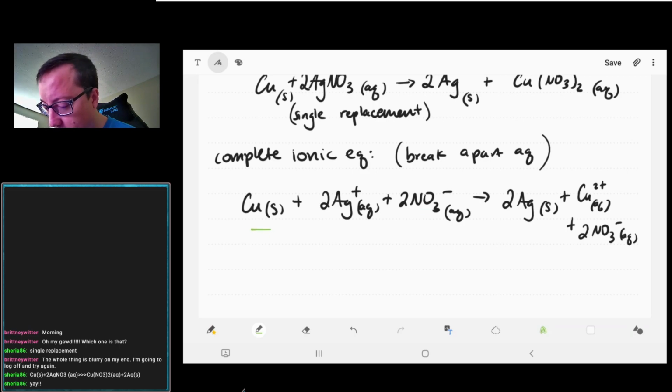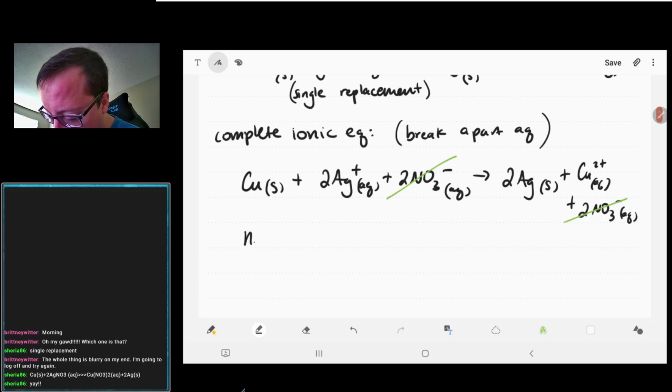Okay, so looking at that, we have copper solid here. On the right side, we have copper 2 plus aqueous, not the same thing. Here we have 2Ag plus aqueous. Here we have 2Ag solid, again, not the same thing. Next one, we have 2NO3 minus aqueous. On the right, we have 2NO3 minus aqueous. Those are the same. So our nitrates will be spectators. And so our net ionic equation is going to be the parts that are still here.